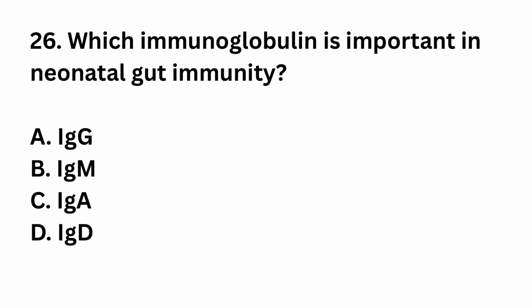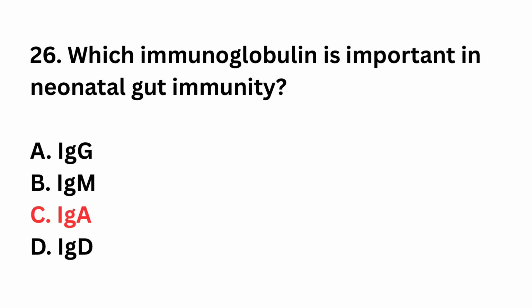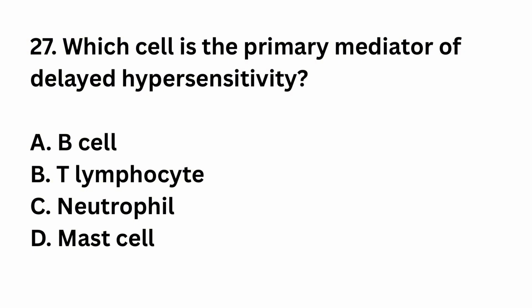Question number 26. Which immunoglobulin is important in neonatal gut immunity? IgG, IgM, IgA, IgD. The right answer is option C, IgA. Secretory IgA in breast milk protects infant mucosa. It prevents pathogen attachment.